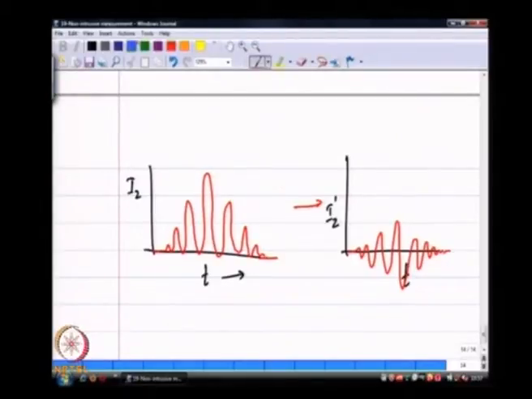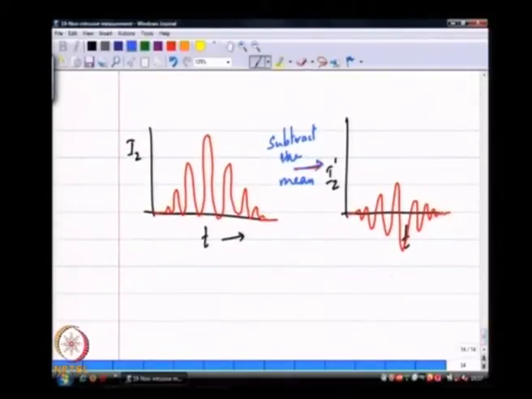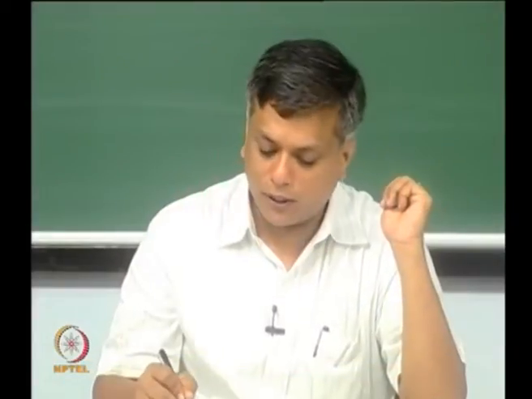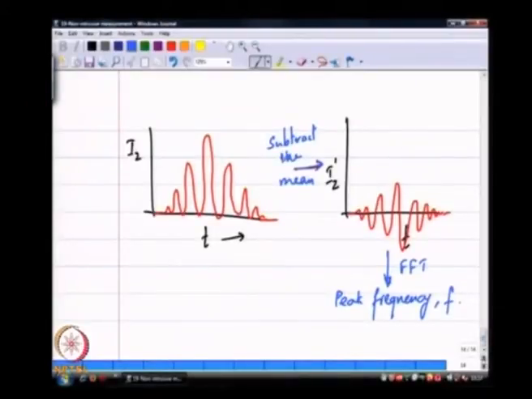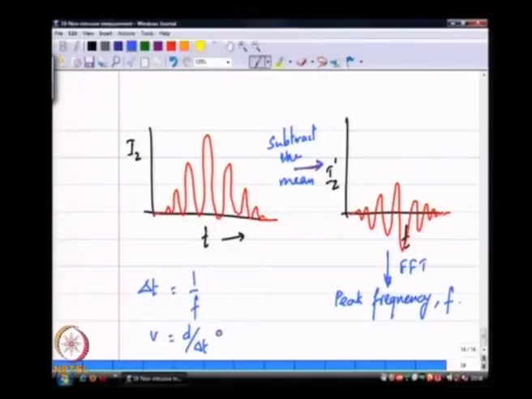Let me write down the different steps. The first part is where you subtract the mean. The second part is where you do an FFT of it, and in the FFT you get the peak frequency, which I will call f. Delta t then is simply 1 over f. If I get the peak frequency, 1 over that frequency gives me delta t, and the velocity of that particle is d over delta t, or d times f, d being the fringe spacing.